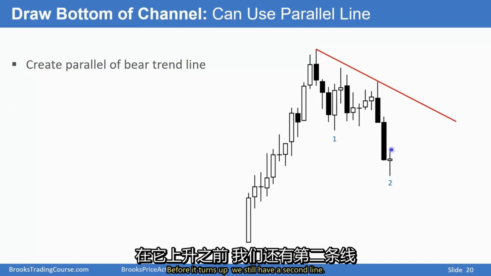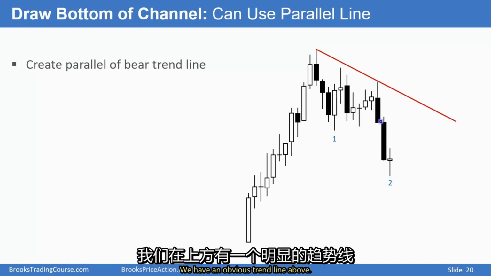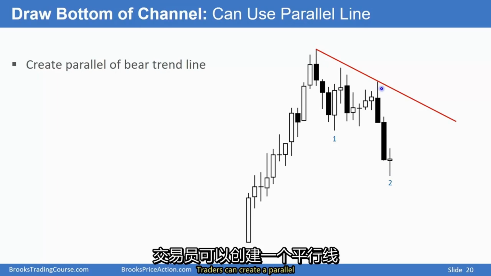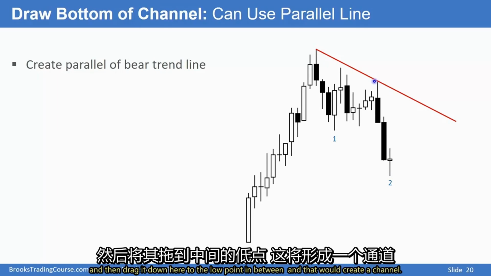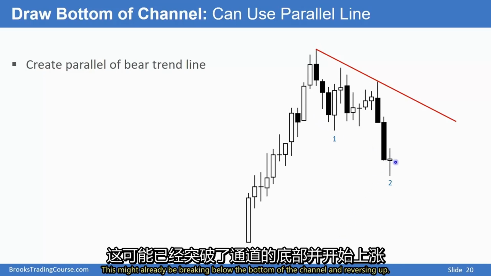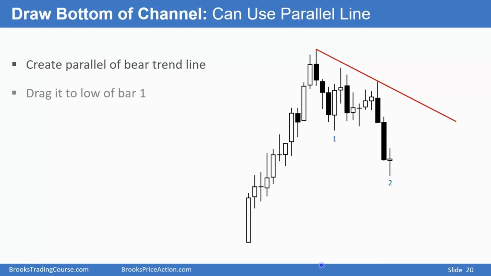Before it turns up, we still have a second line. We have an obvious trend line above. Traders can create a parallel and then drag it down here to the low point in between, and that would create a channel. This might already be breaking below the bottom of the channel and reversing up.